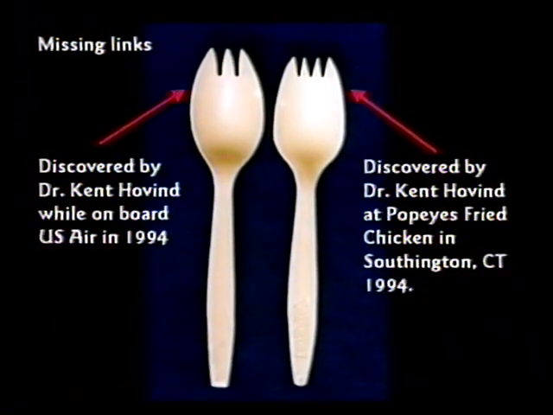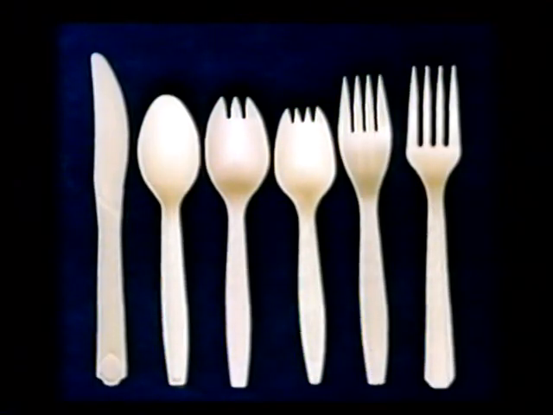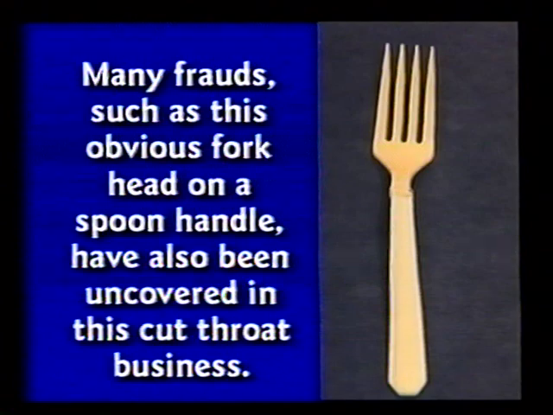So the evolution of silverware is nearly complete, which means I probably need a government grant to finish the research on this. Another $30 or $40 million ought to do it. I'd probably get it, wouldn't I, if I applied for it. Many frauds, this is an obvious fork head on a spoon handle. But see, when you're trained in this theory, in this field, you can catch the frauds right away. You know, somebody tried to slip that one in on me. I said, no, I'm not buying this at all.